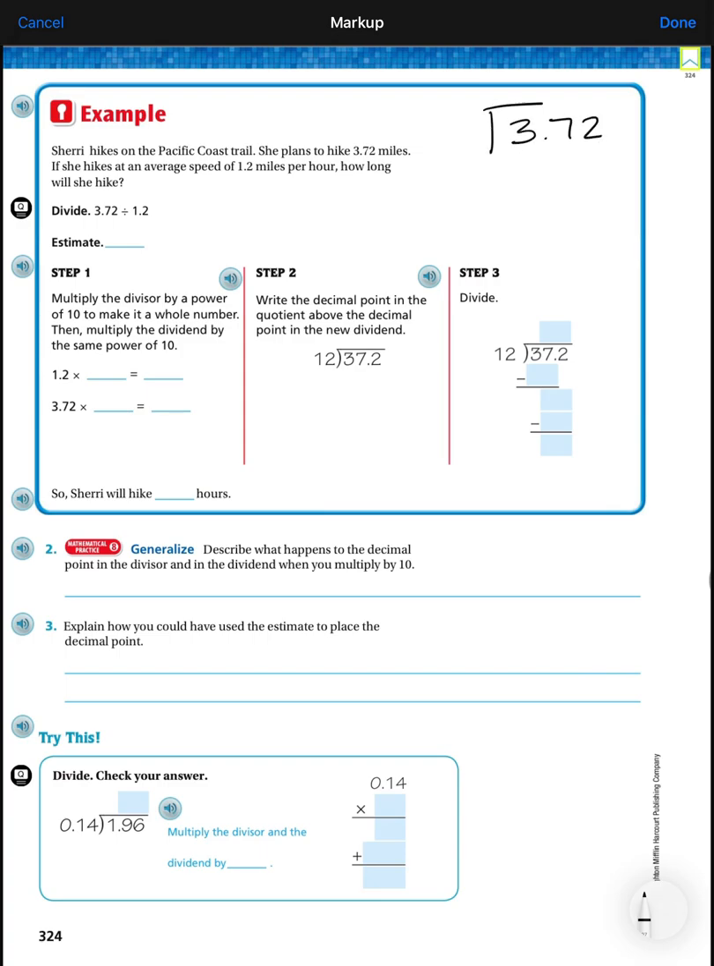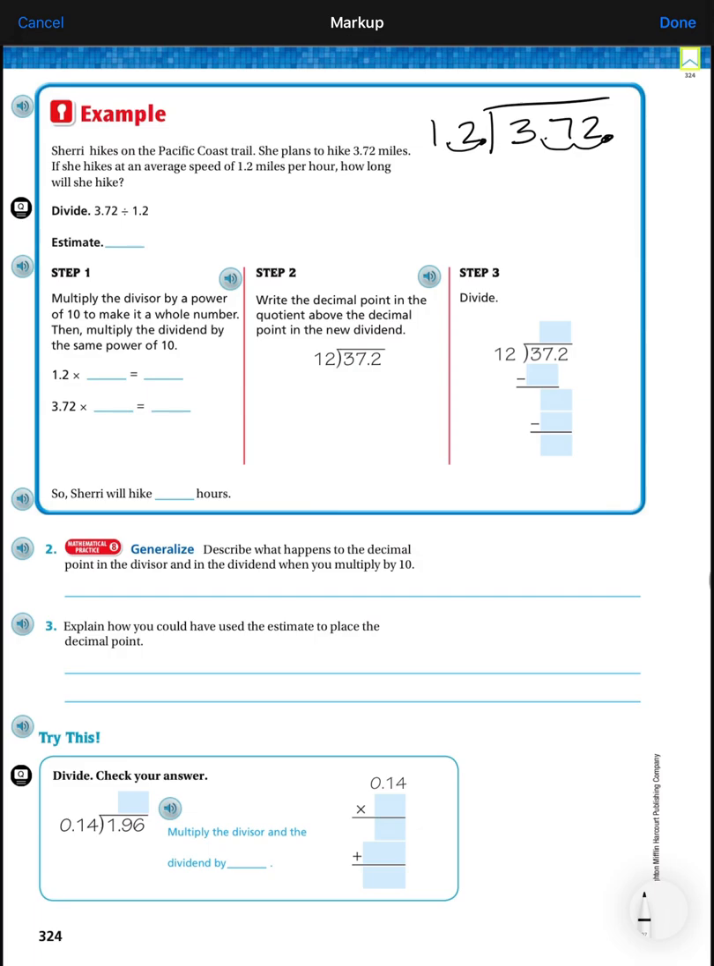3.72 divided by 1.2, okay? First thing we're going to do is move our decimal points to the end, okay? So we're going to take this decimal point and move it over. That's now 12, and we're going to move this over 1, 2. That's now 372. So now we have a new problem to work on. We have 372 divided by 12, okay?